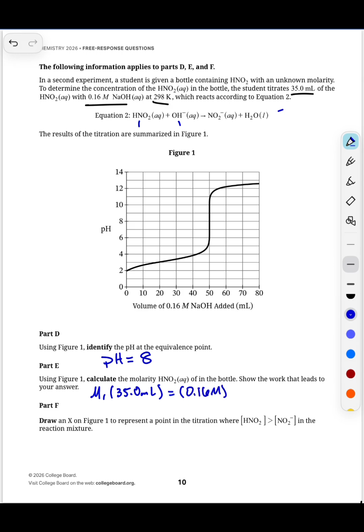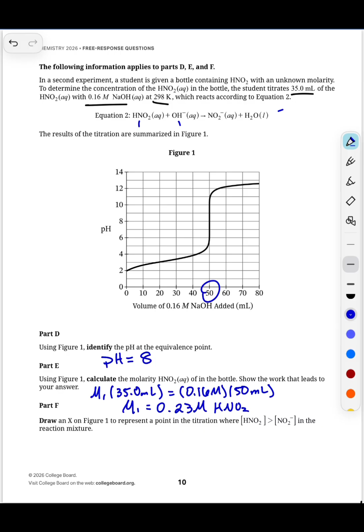And then based on our graph, we can see it required 50 milliliters to reach the equivalence point. So at 50 milliliters is when we had equal moles of the acid and the base. So then we solve for the molarity. The molarity is then equal to 0.23 molar. So that is the molarity of our weak acid in this bottle that was handed to the student.